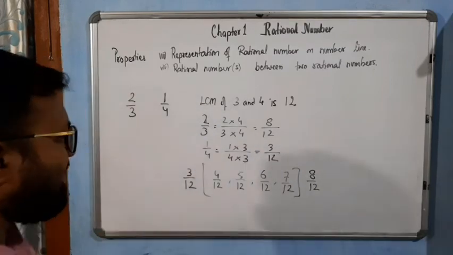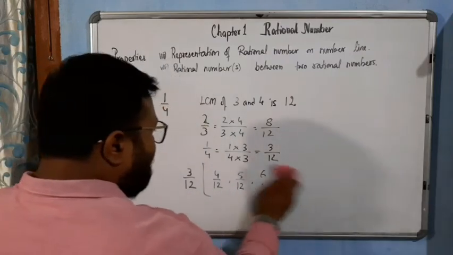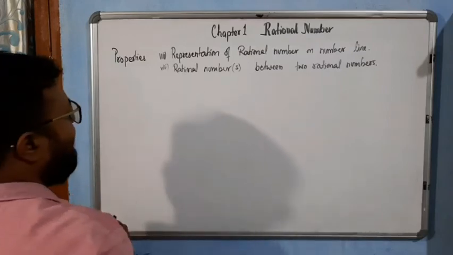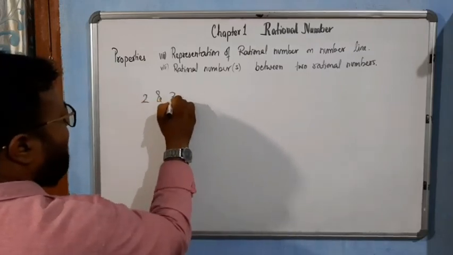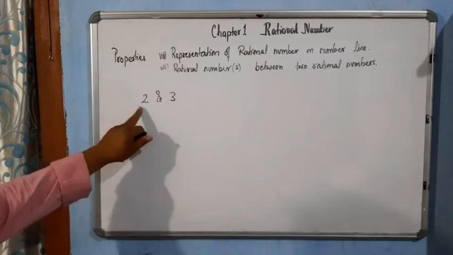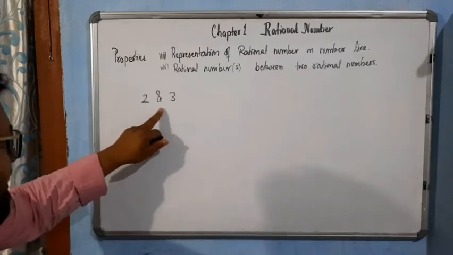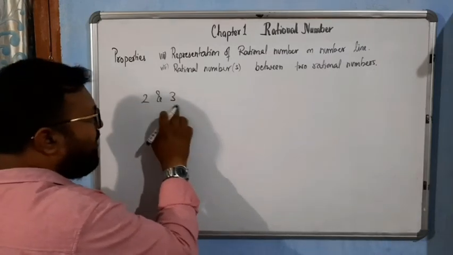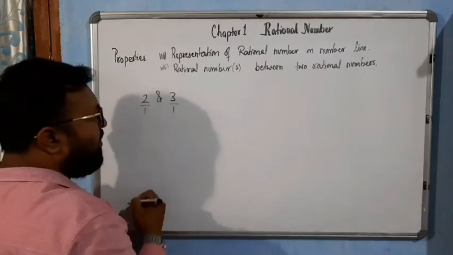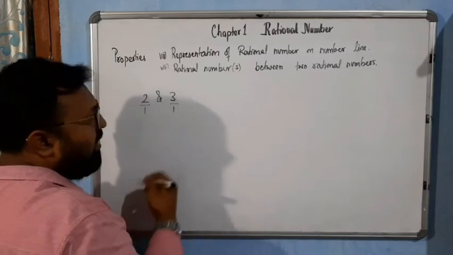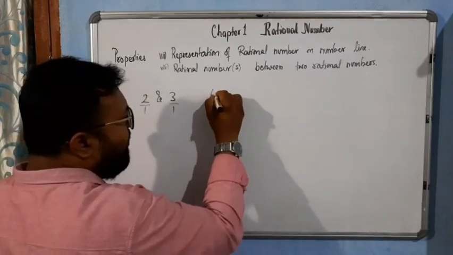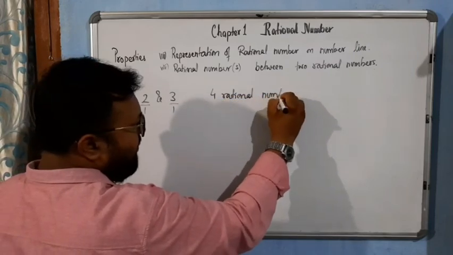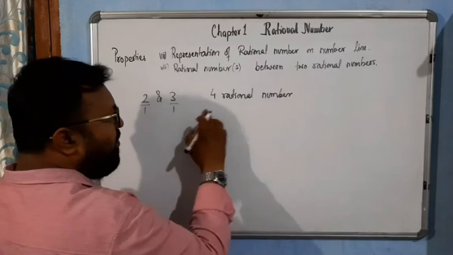Now let's take another example. Suppose we want a rational number between 2 and 3. Right now these look like a whole number or an integer or a natural number. So 2 and 3 mean what? 2 by 1 and 3 by 1. Am I right? Okay. Now suppose we need to find 4 rational numbers.